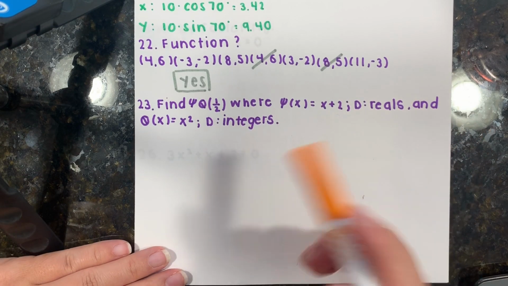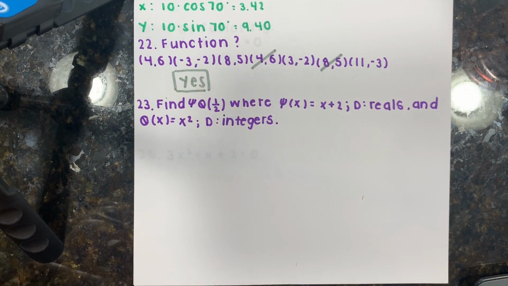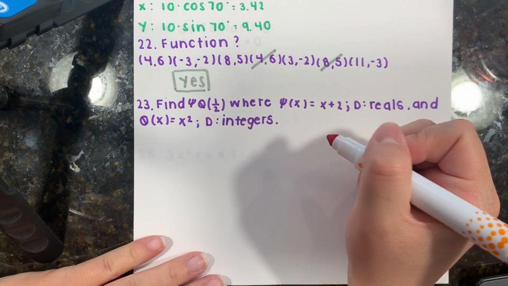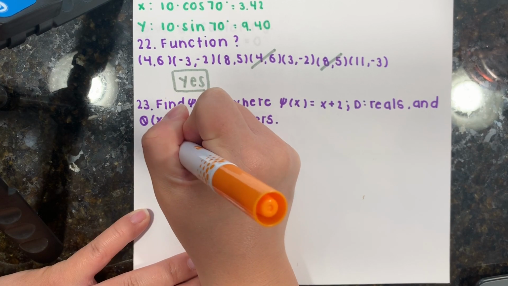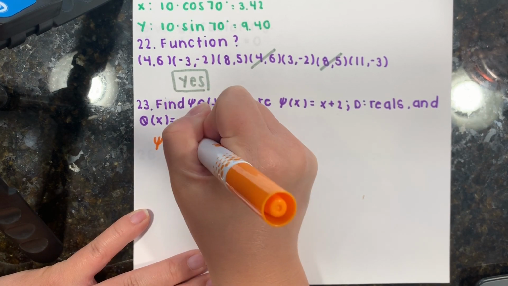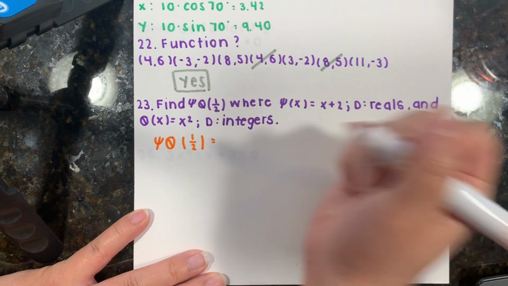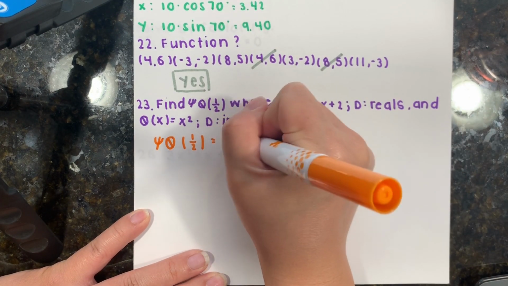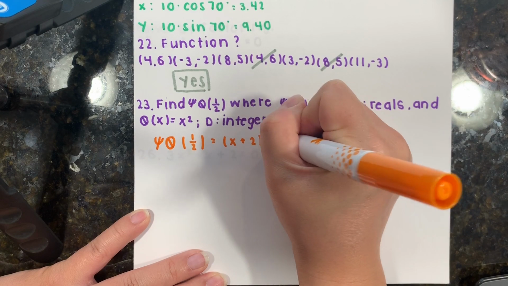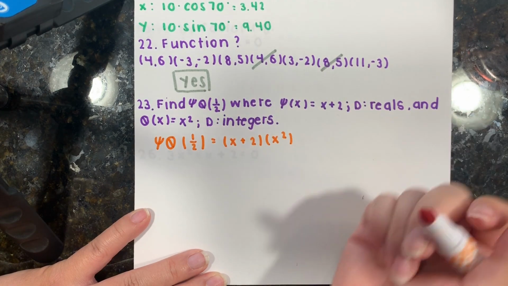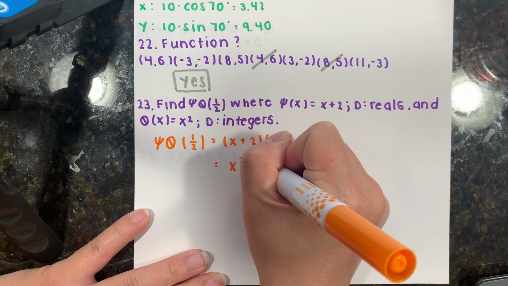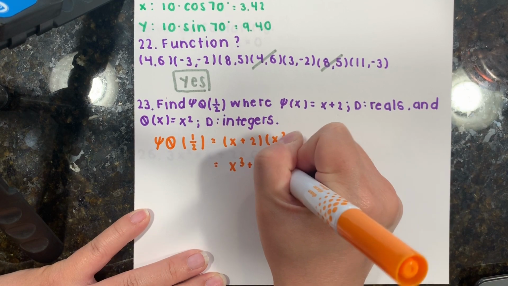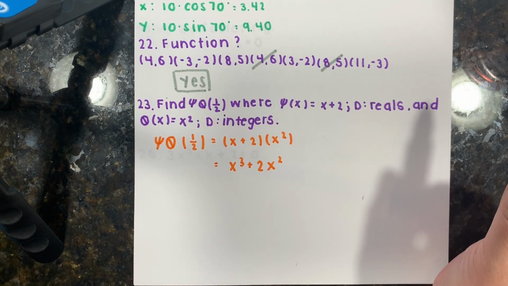Now number 23, I have this pitchfork theta of 1/2. So we have to multiply this times theta of 1/2. So my pitchfork is going to be x plus 2, and my theta equation is x squared. So if I multiply these two, I get x cubed plus 2x squared. But then I have to plug in 1/2.